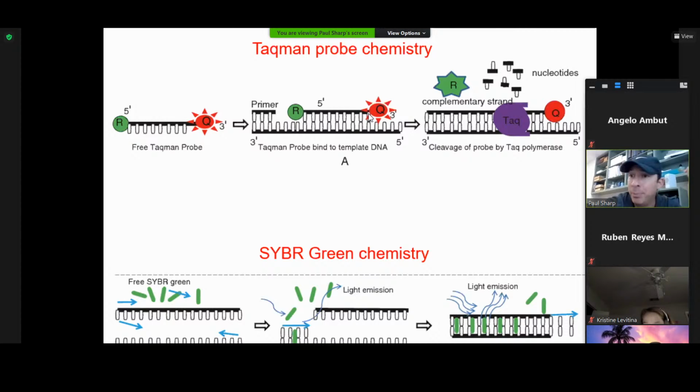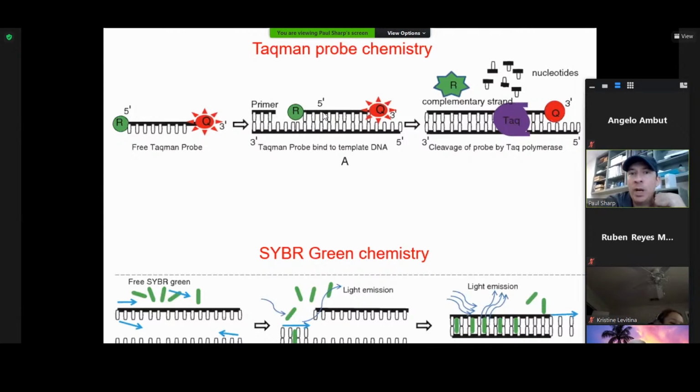And when the Taq polymerase comes across this TaqMan probe, right? Because you're going to denature. Your denaturing temperature, we said, is somewhere around 94. Then you have your annealing temperature, which is something that you can calculate, but usually it's between 52 and 58, and that's when your TaqMan probe will bind to one of the strands. And then you have your extension, which is around 72, 74 degrees, and that's when the Taq polymerase will start to synthesize in a 5' to 3' direction.